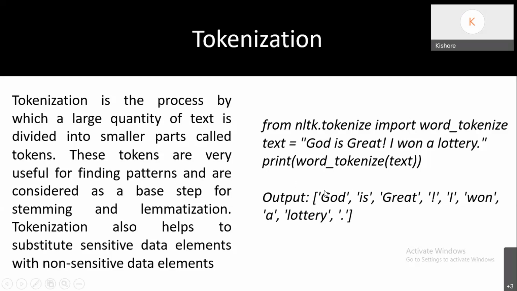The output is a list wherein each and every element of your sentence becomes an individual element of the list. Each and every word in your sentence is considered as one element in your list. So this is how tokenization happens.